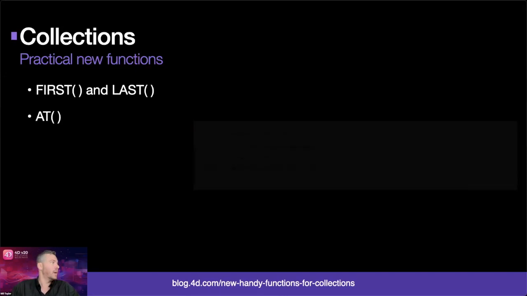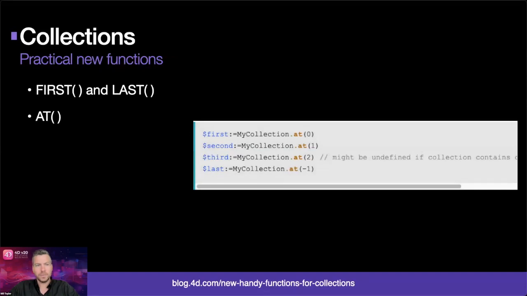Now you have the at function, and the at function provides you with the element in the collection at that single position. And if you put in -1, I believe it gives you the last element. So instead of using the square bracket notation, now you can use the at notation.